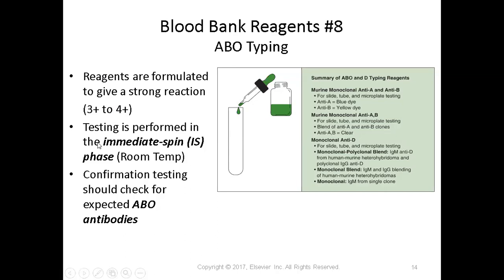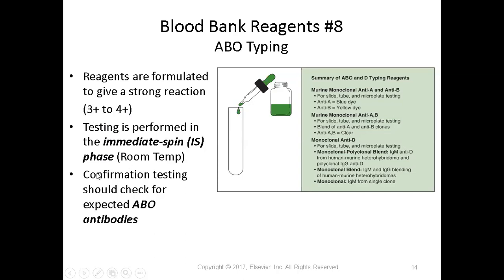And this is called immediate spin testing. Immediate spin means as soon as I add everything in the tubes, I give them a little shake, I put them in the centrifuge, I centrifuge them for 15 seconds at 3,500 RPMs, and then I read them with my viewing lamp and mirror to determine if I have agglutination, and if I do, I'm going to grade those reactions, and we expect them to be pretty strong. So that's what we mean by immediate spin testing. It takes place at room temperature.